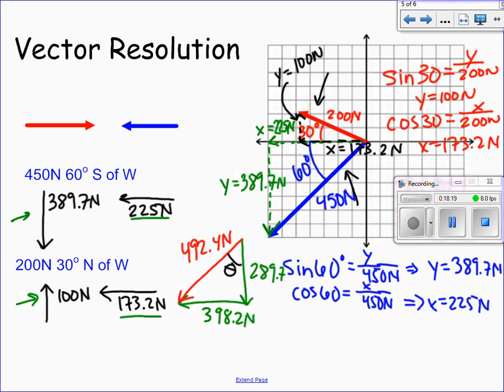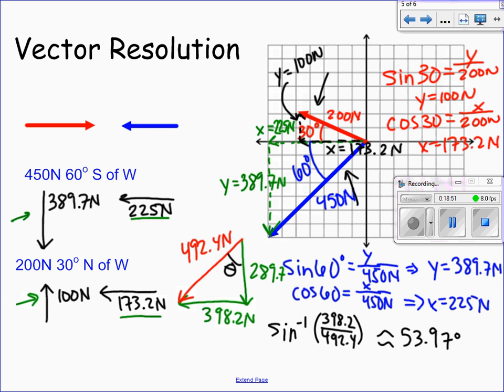So I'm going to do the inverse sine of my opposite over my hypotenuse value. My opposite with this theta is going to be 398.2, and my hypotenuse value is the 492.4. Once again, make sure you're in degrees when you're doing this. But when you do inverse sine of 398.2 divided by 492.4, you should get an angle of approximately 53.97 degrees.